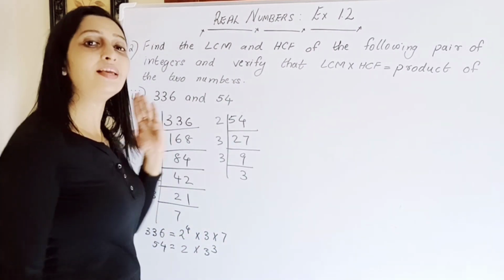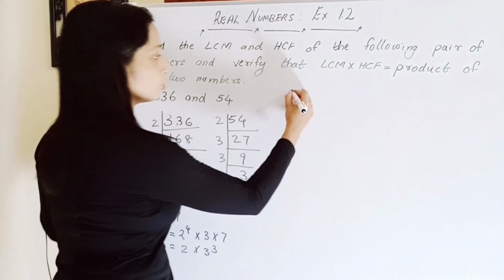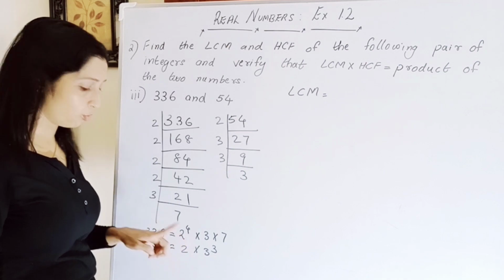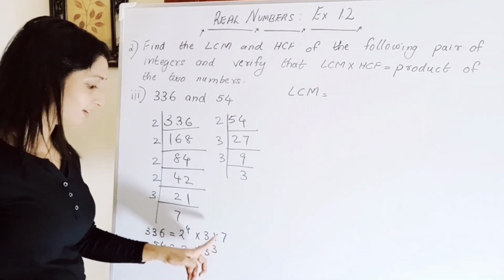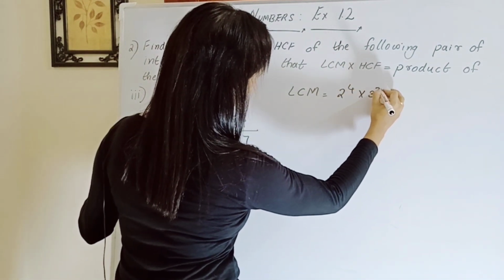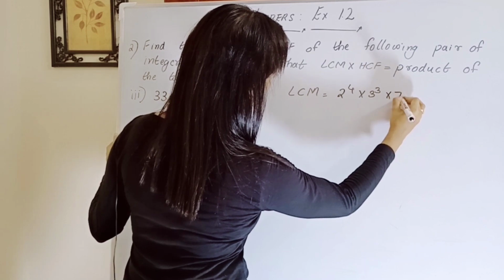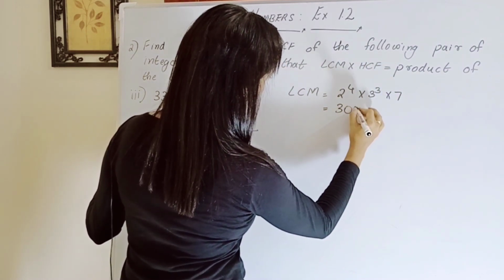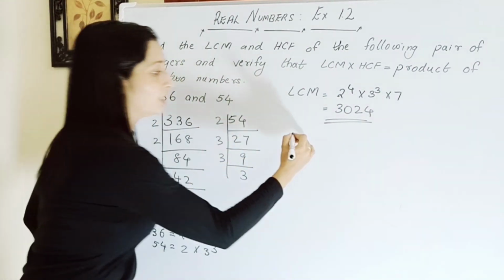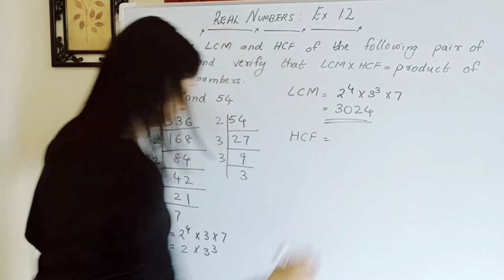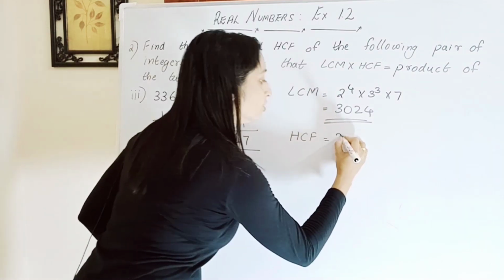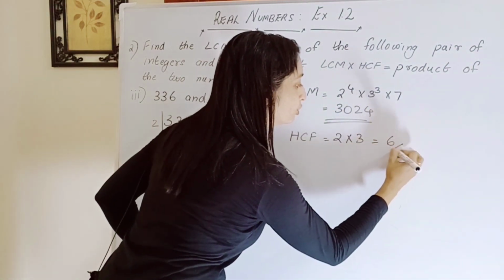So now let's find out the LCM and the HCF. So what is our LCM? LCM is equal to 2 raised to 4 into 3 raised to 3 into 7, which is 3024. Now let us find out the HCF. Now what is the highest common factor here? Highest common factor is 2 into 3. So that is 2 into 3, which is equal to 6.